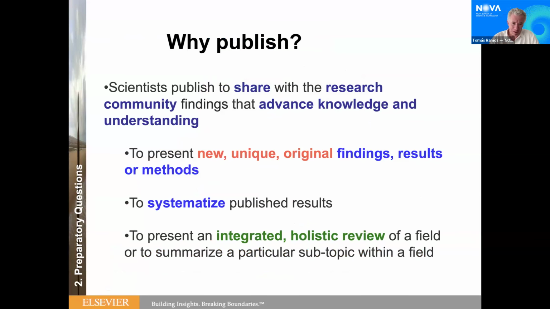So why do we publish? Let's summarize. Scientists publish to share the research with the community, to make an impact, to present new and unique original findings, results, and methods. And in some cases, to systematize already published results, and also to present theoretical reviews, for example, a literature review paper. I will come back to these topics when we arrive at the different types of papers.